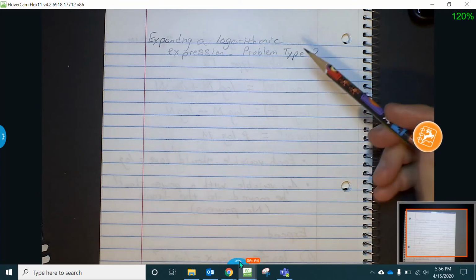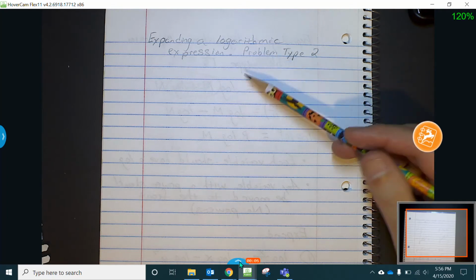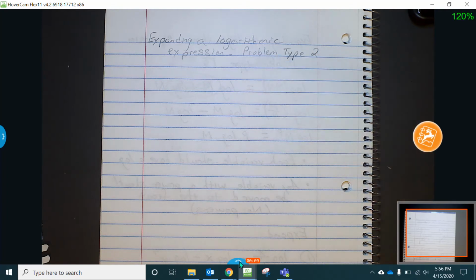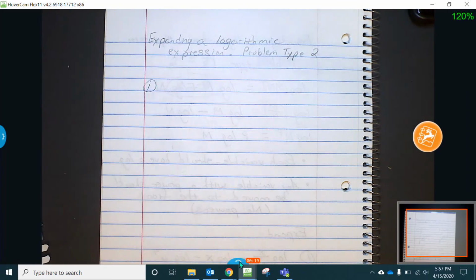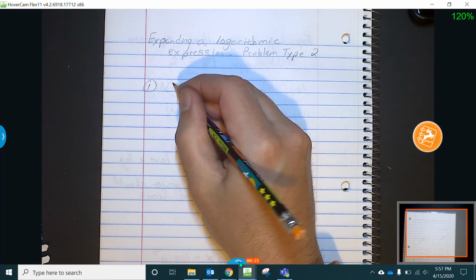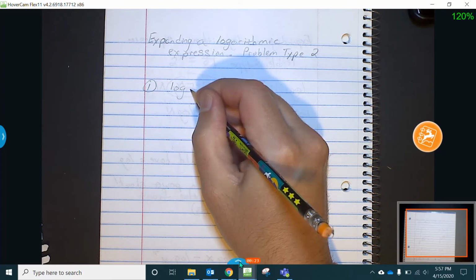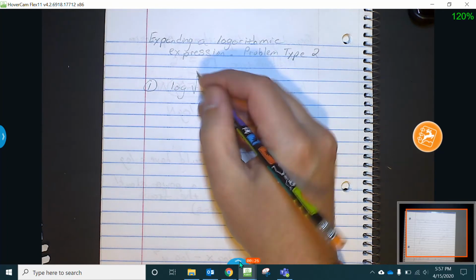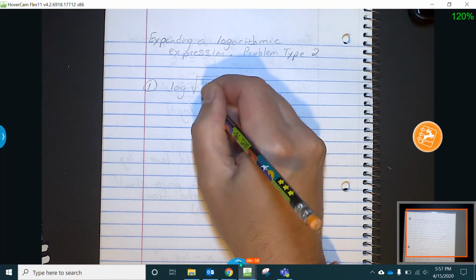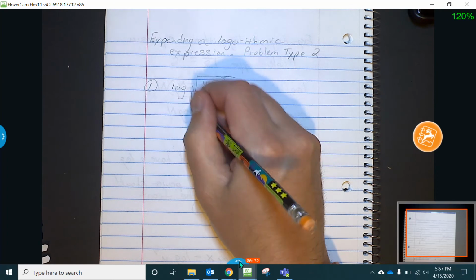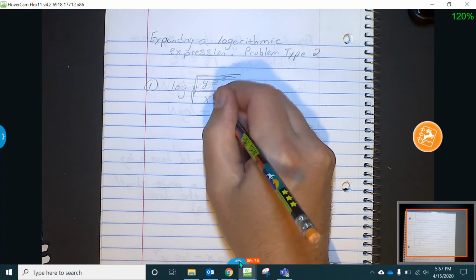Okay, expanding a logarithmic expression, problem type 2. Same rules as the last lesson, just these questions are a little more complex. So, first example is log of the square root of yz to the third over x to the fifth.